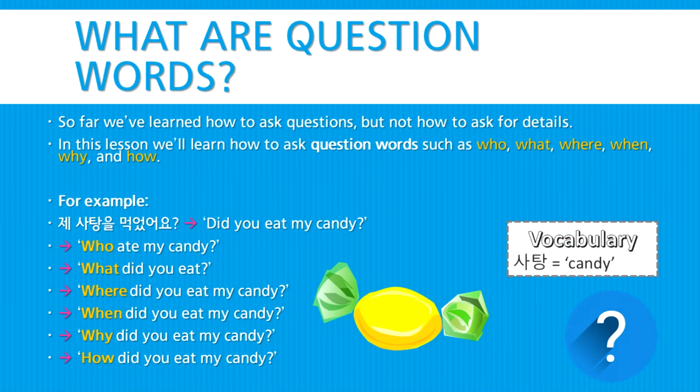Take this sentence. 제 사탕을 먹었어요? Did you eat my candy? Well, using a question word, we could also say, who ate my candy? What did you eat? Where did you eat my candy? When did you eat my candy? Why did you eat my candy? Or how did you eat my candy?